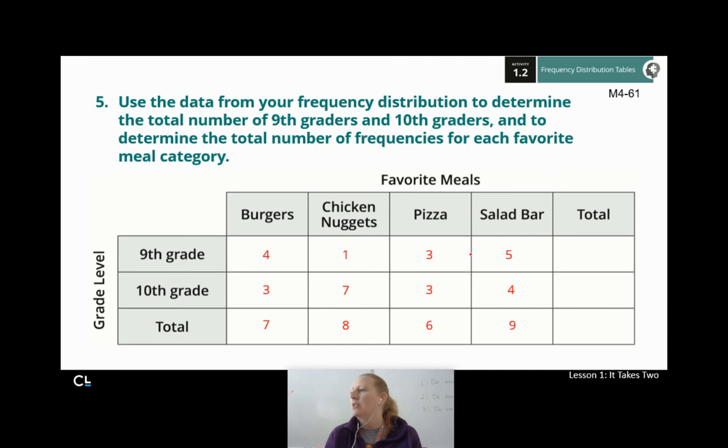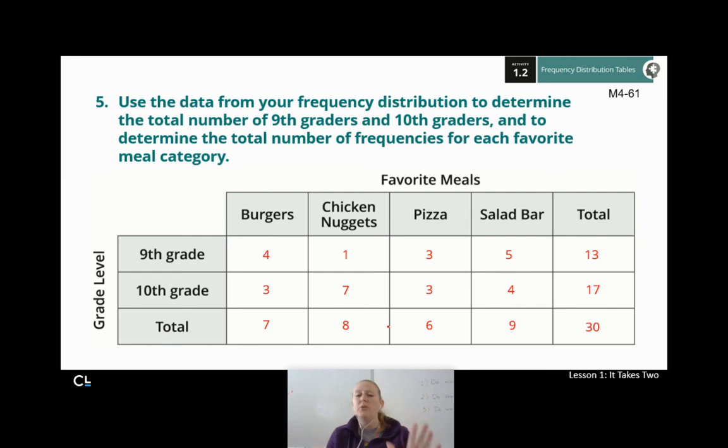And then we'll add across. Total number of 9th graders: 4 plus 1 plus 3 plus 5 is 13. 3 plus 7 plus 3 plus 4 is 17. Now, let's figure out the total number of students we surveyed. If I do 13 plus 17, I get 30. But I want to double check, so I'm going to add across this way as well. 7 plus 8 plus 6 plus 9, use my calculator. I still get 30. Okay, good.